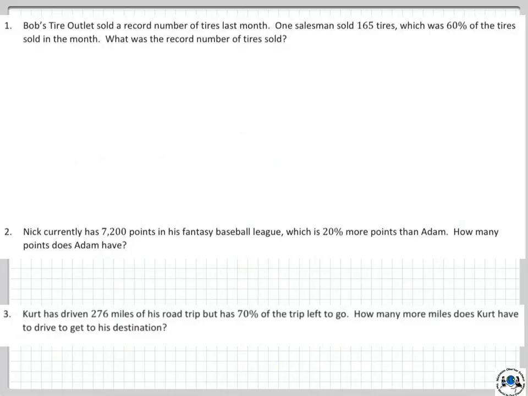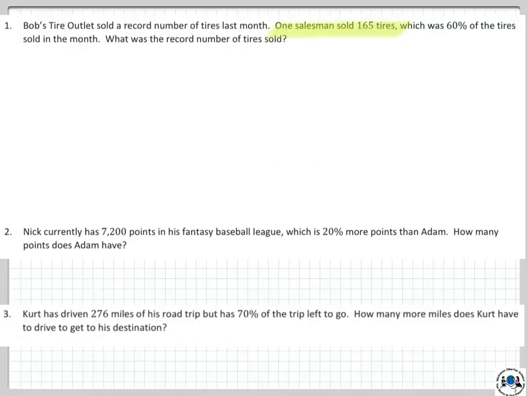So now we have another one. We have Bob's Tire Outlet here. With Bob's Tire Outlet, we're going to continue to use the modified double number line in these three problems. So let's go ahead and start with Bob's Tire Outlet.